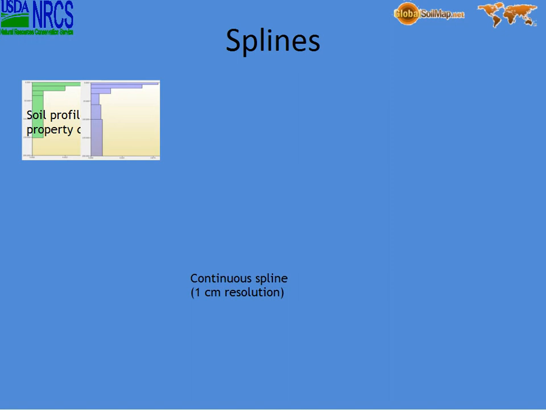In our case, we will specifically generate some maps for the depths that are required by the GlobalSoilMap.net. But as I said, spline has some issues, and I'll explain a bit later.